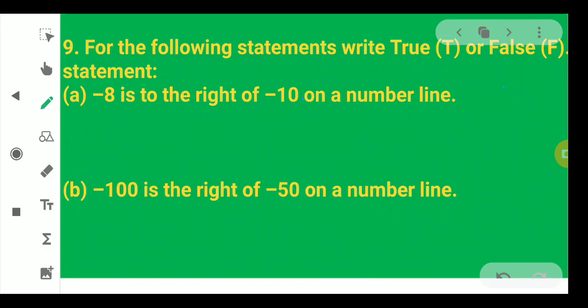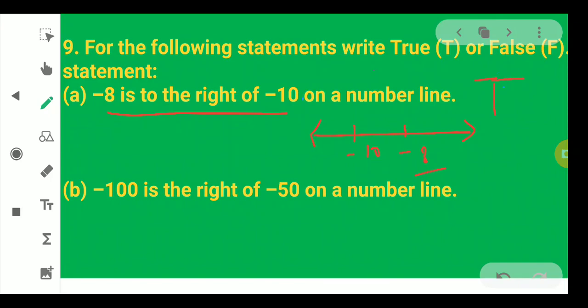For the following statements, write true or false, and if anything is wrong we have to correct it. Minus 8 is to the right of minus 10 on the number line. So let me see. On the number line minus 8 is here and minus 10 is here. Now the statement is minus 8 is to the right of minus 10 on the number line. So yes, it is on the right. So that statement is true.